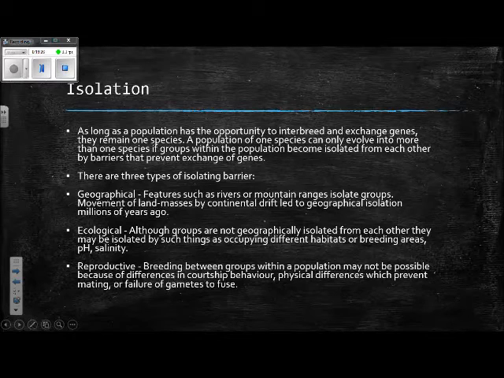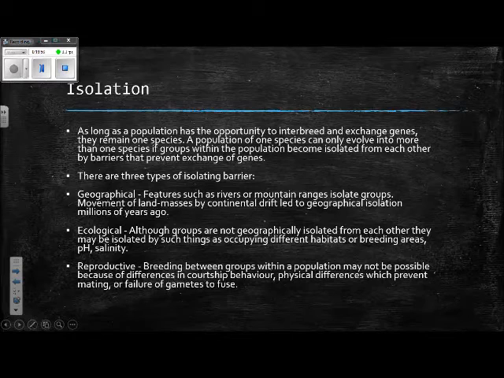So you have your geographical barriers like mountains, rivers, oceans, those kinds of things. Basically anything that people can't get across. Ecological barriers. Although groups are not geographically isolated, they may be isolated by such things as occupying different habitats or breeding areas, pH or salinity, so that just means how acidic or basic a water source is or how salty a water source is. And then reproductive isolation.